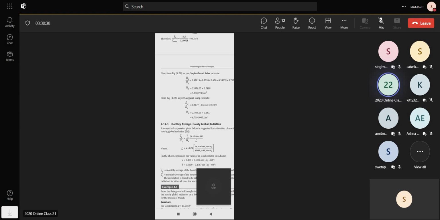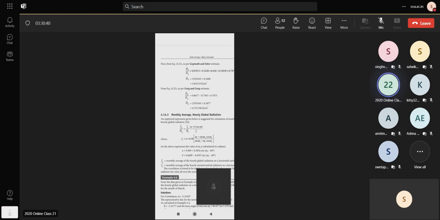And what are A and B? A and B are again constants. The A value is 0.409 plus 0.5016 sin of omega s minus 60. The B value is 0.66 minus 0.4767 sin of omega s minus 60. So what is Ig? Ig is your monthly average of the hourly global radiation. Okay, monthly average of the hourly global radiations.